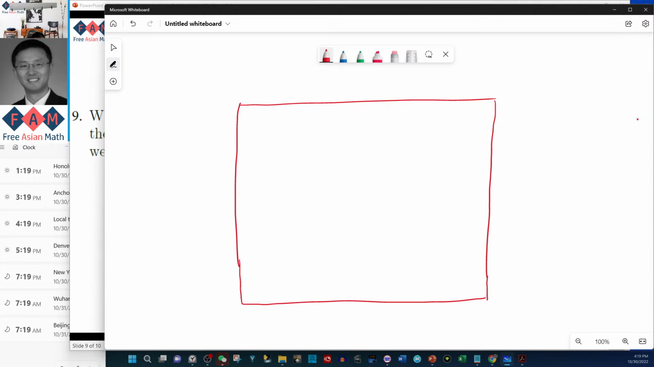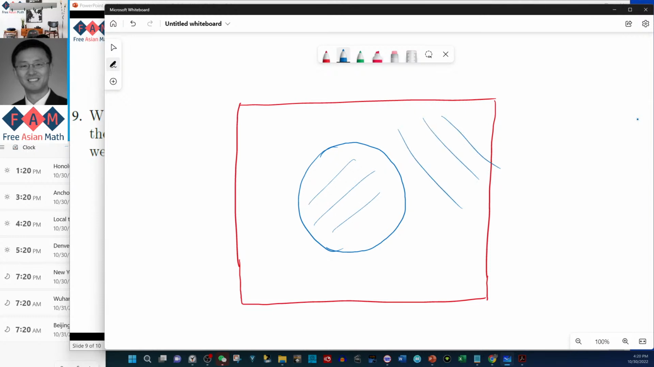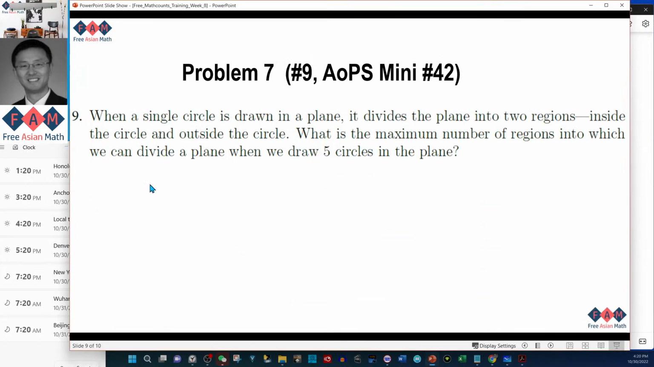Our universe is usually a square, but on paper you may present it as a rectangle, which is fine. This is the universe. So when you have a circle, it certainly divides this universe into 2 portions, right? One inside the circle, like this, and one outside the circle, like that. So clearly, you have a partition of the total space into 2 portions, two regions.